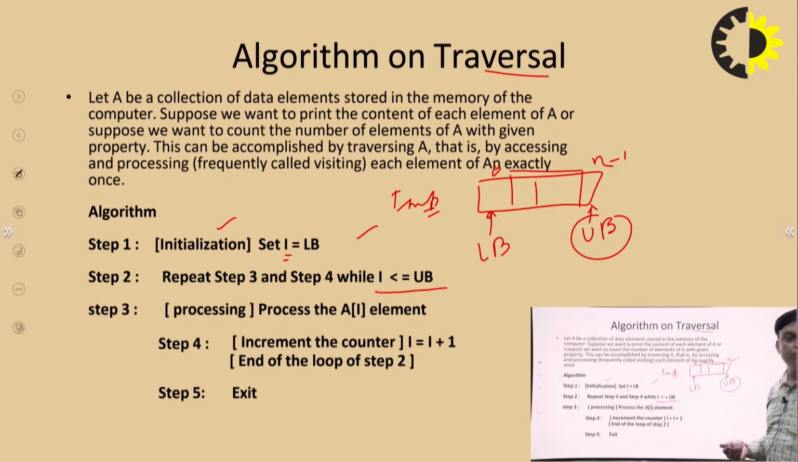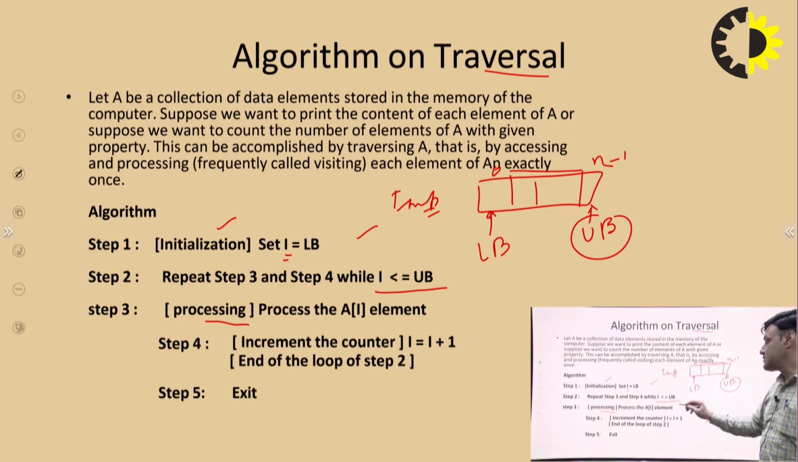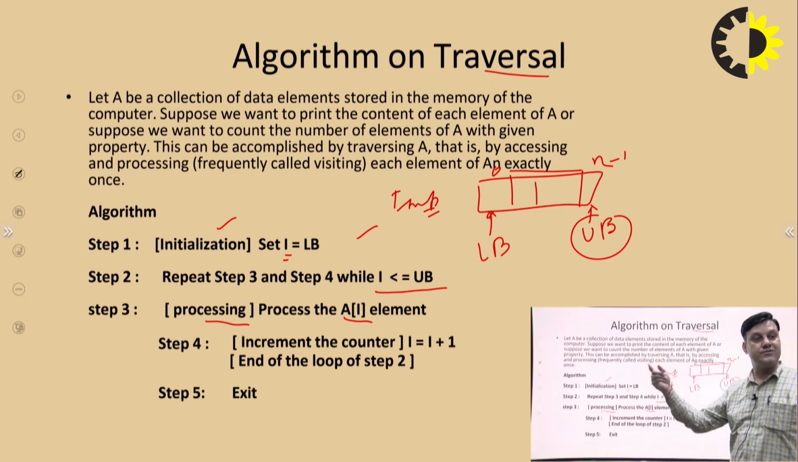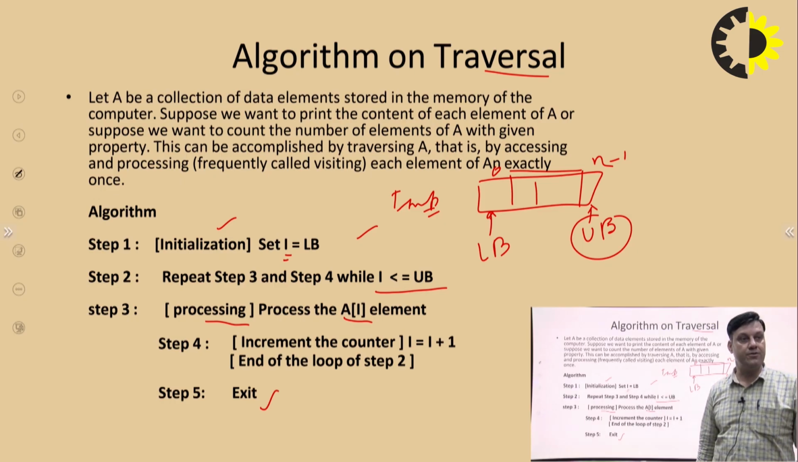What are we going to do? We keep on processing. What process are we going to do? We are processing A of I, inserting the element, incrementing. The first element is inserted, I plus 1. The second element, I plus 2, and so on, 1, 2, 3, 4, 5, 6, one by one. And at last, exit. Right? This is a simple traversing algorithm.